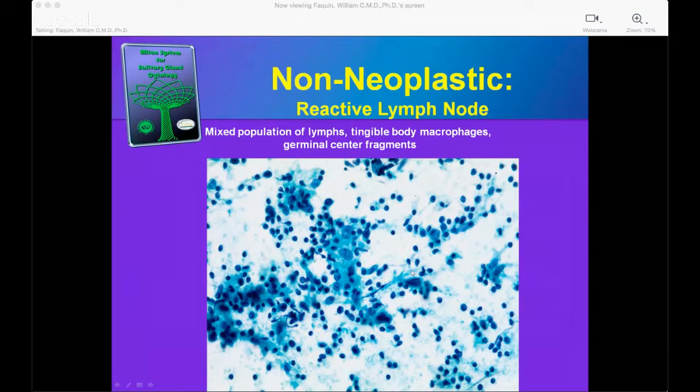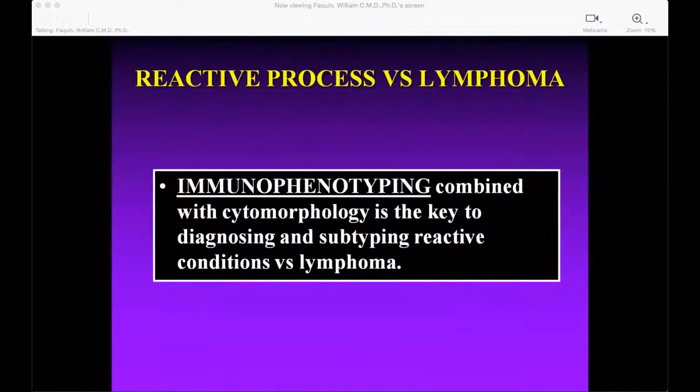Reactive lymph nodes are very common in all age groups, or in a broad age range, in the region of the parotid. Both periparotid and intraparotid lymph nodes are not uncommonly reactive, and that's because you can have variable degrees of infections and things that travel down from the face, the skin, the head and neck to the region of the parotid lymph nodes. However, with that said, although we would be inclined to say reactive lymph node, immunophenotyping combined with cytomorphology is the key to diagnosing and subtyping a reactive condition versus a lymphoma.